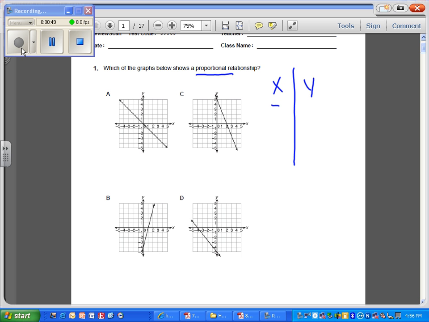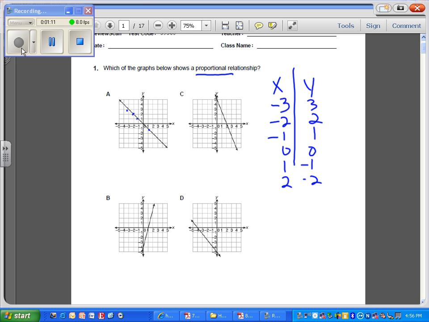When x is -3, then y is 3. When x is -2, then y is 2. When x is -1, y is 1. When it's 0, it's 0. When x is 1, then we have -1. When x is 2, we have -2, and on and on.